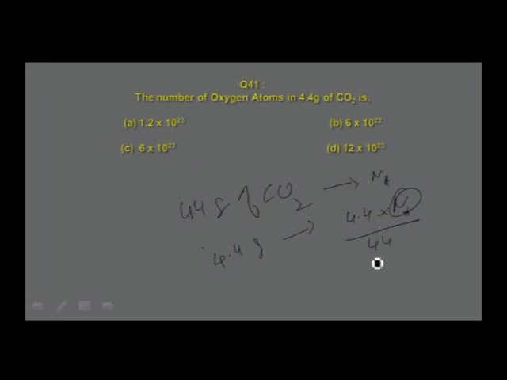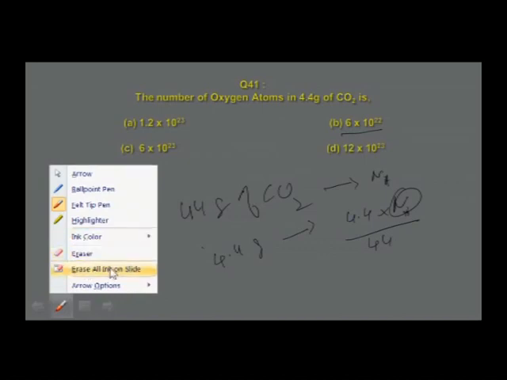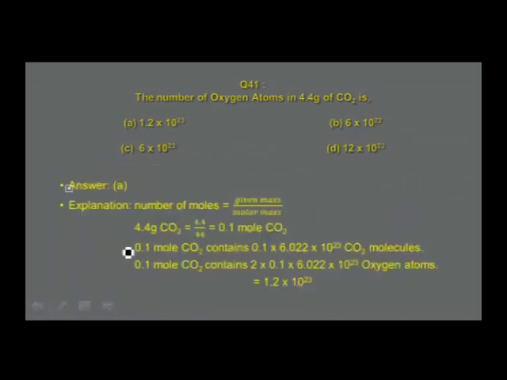As 0.1. 4.4 by 44 is 0.1. 0.1 into 6.022 into 10 power 23, and simplify, you get this answer somewhere around 6 into 10 power 22. Let us verify that answer in the answer keys. Oxygen atoms is the question asked, not the molecules alone. So molecules is what we get, 0.1 into 6.022 into 10 power 23 molecules. The question is on oxygen atoms.